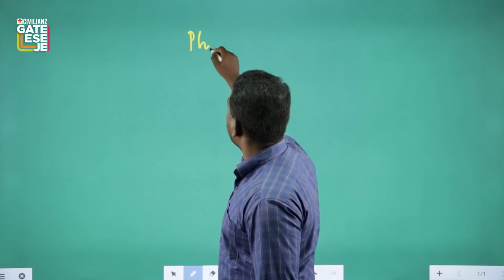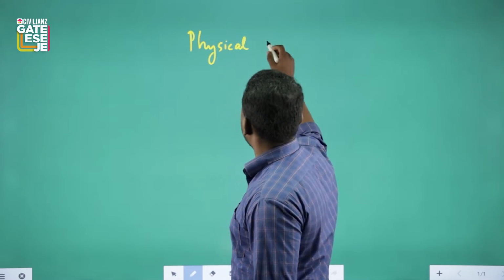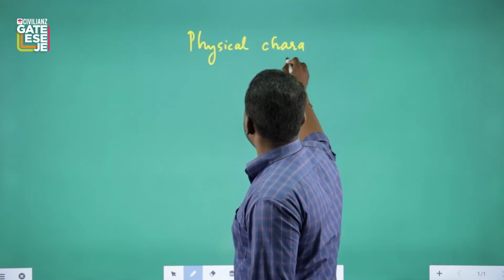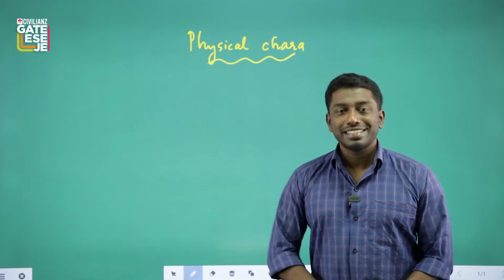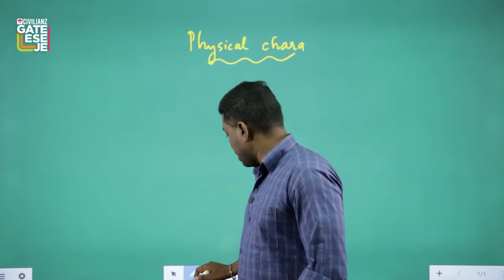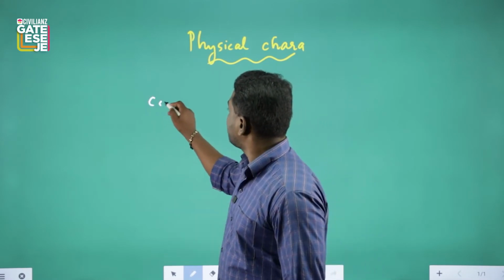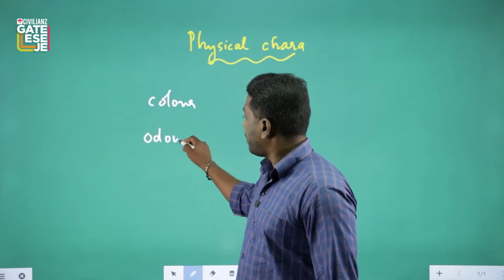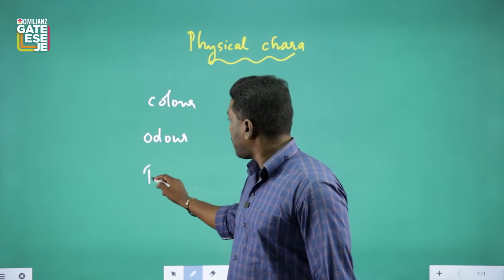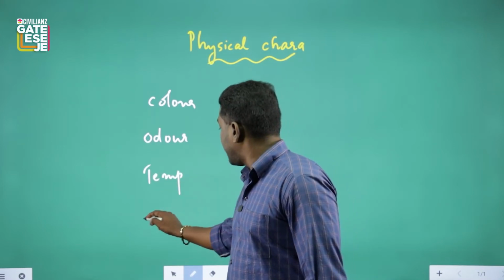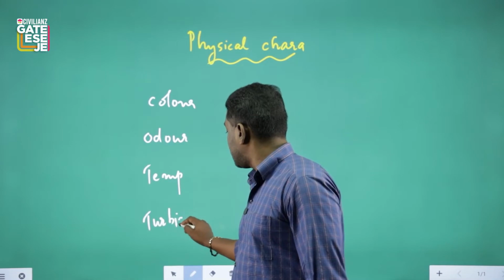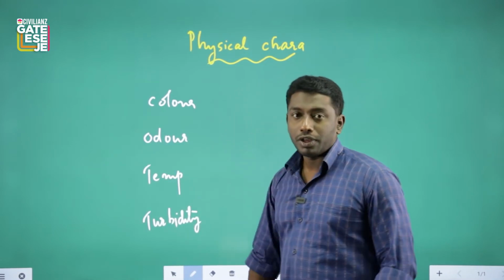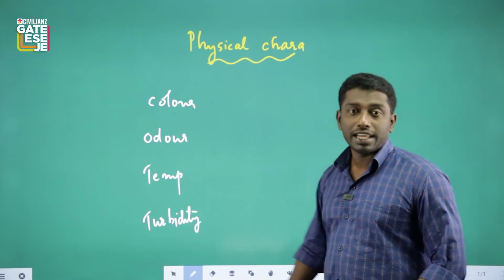First, we will discuss physical characteristics of sewage. What is included in physical characteristics? It includes color, then odor, temperature, and turbidity.